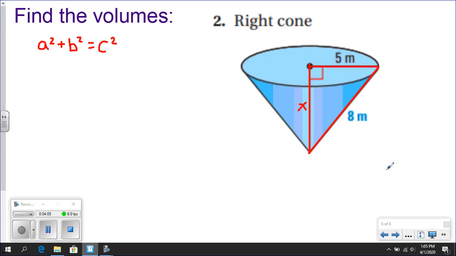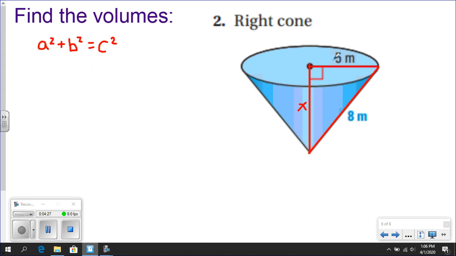Find the volume of this right cone. Now, we do not know the height of this cone, which is important in our equation. But if you can see what I highlighted, we have a right triangle there. And we can then figure out the missing side of a right triangle by using the Pythagorean theorem. a squared plus b squared is equal to c squared.